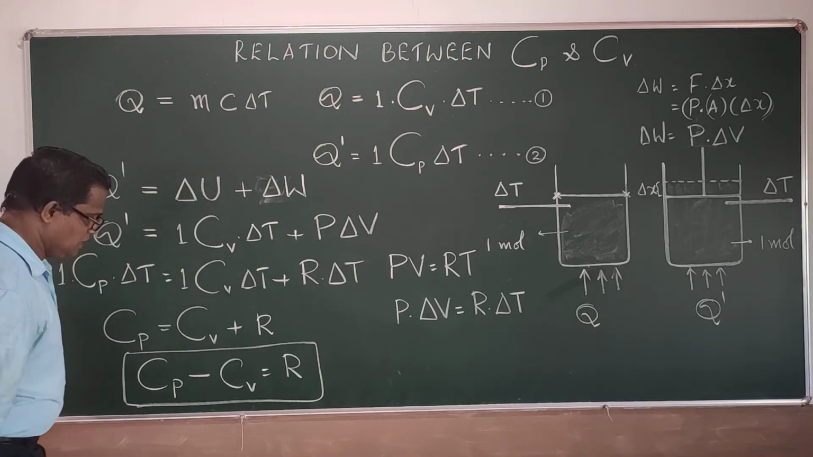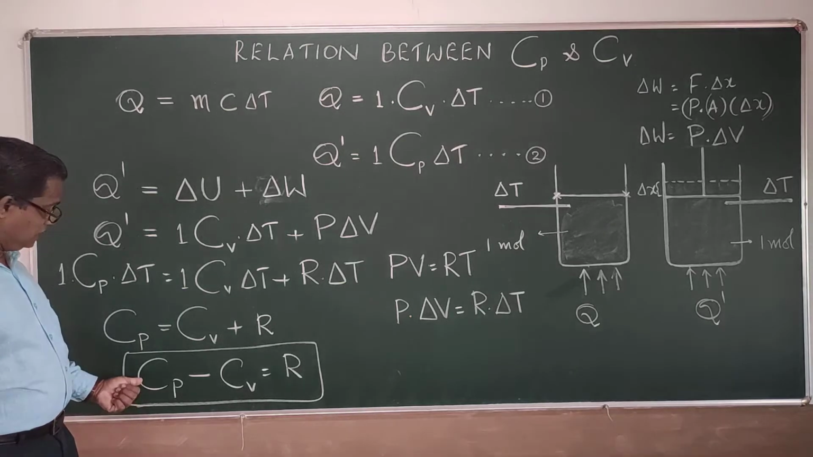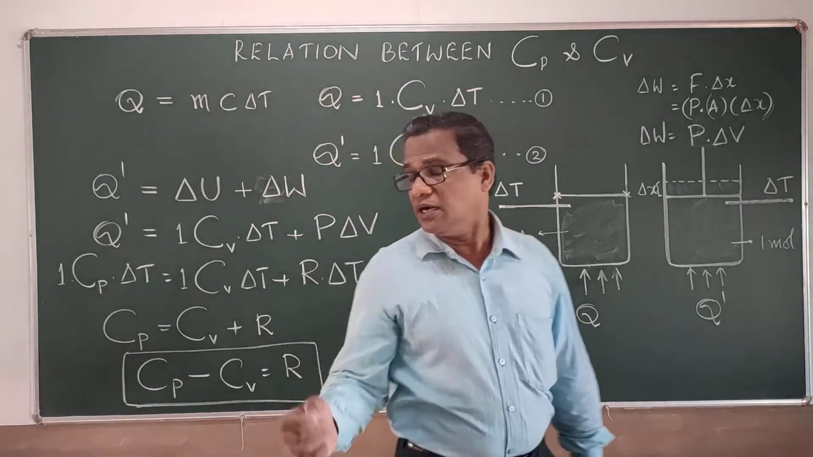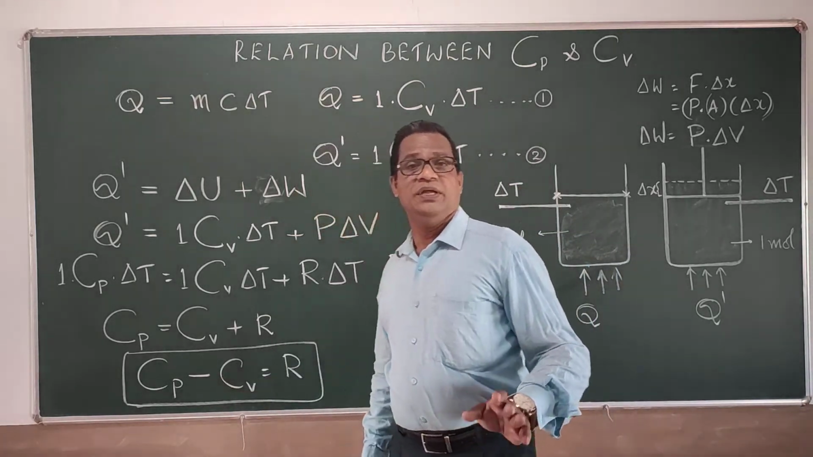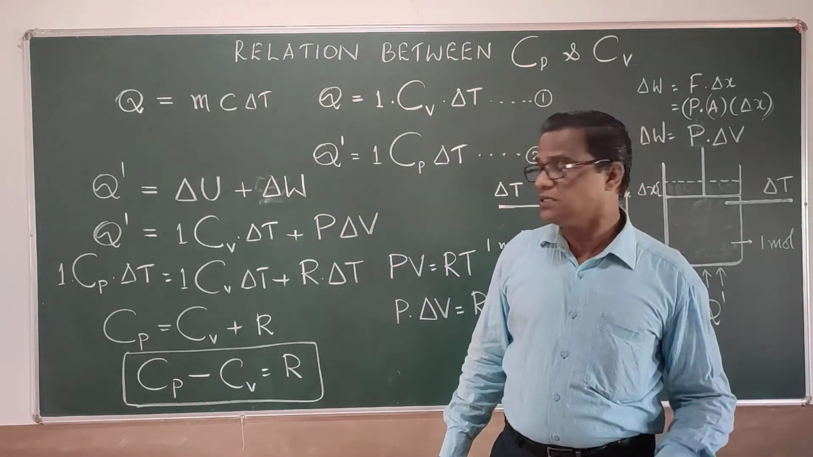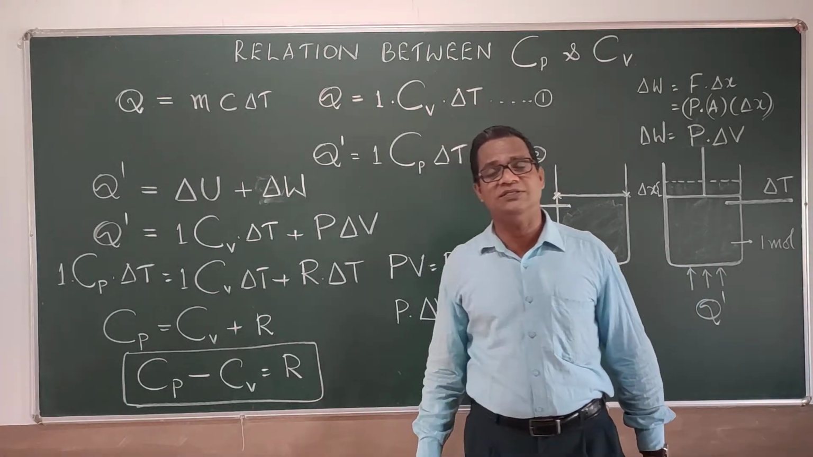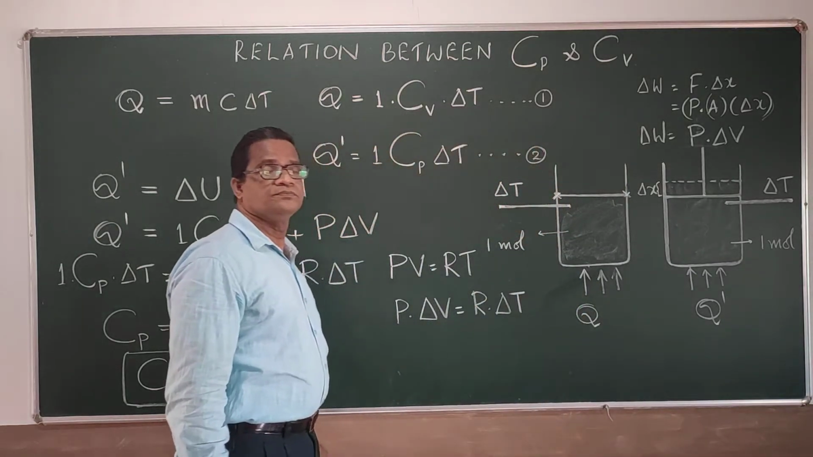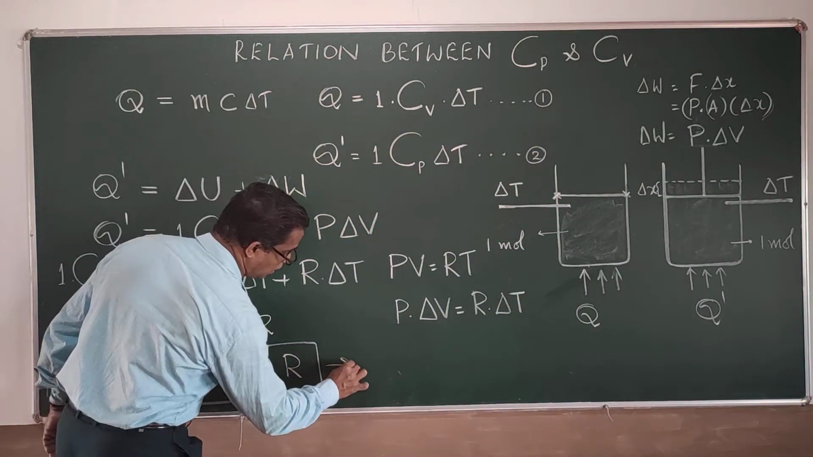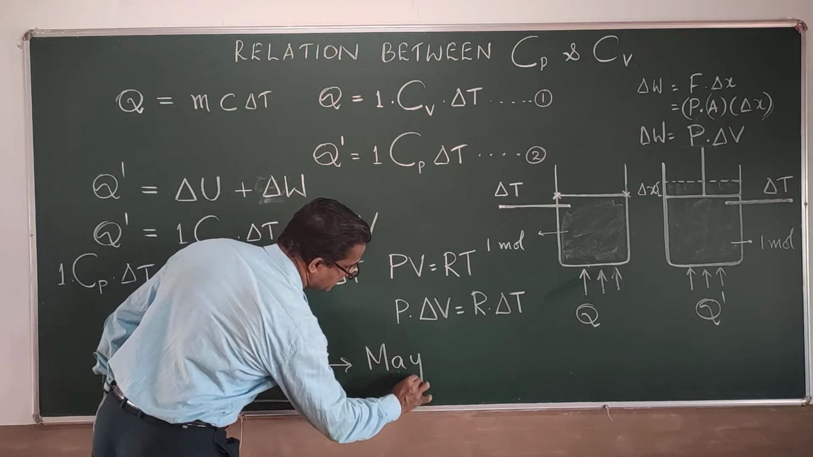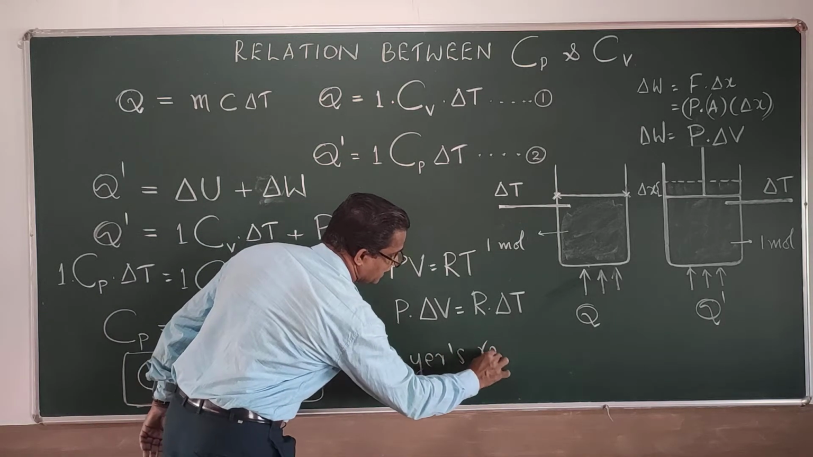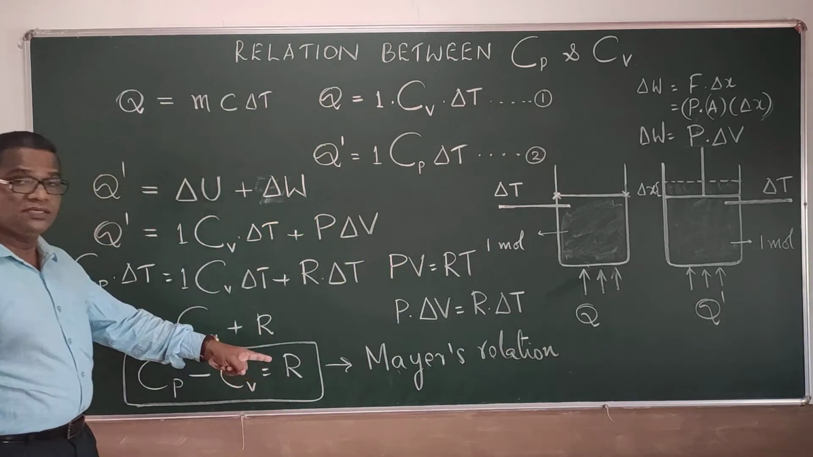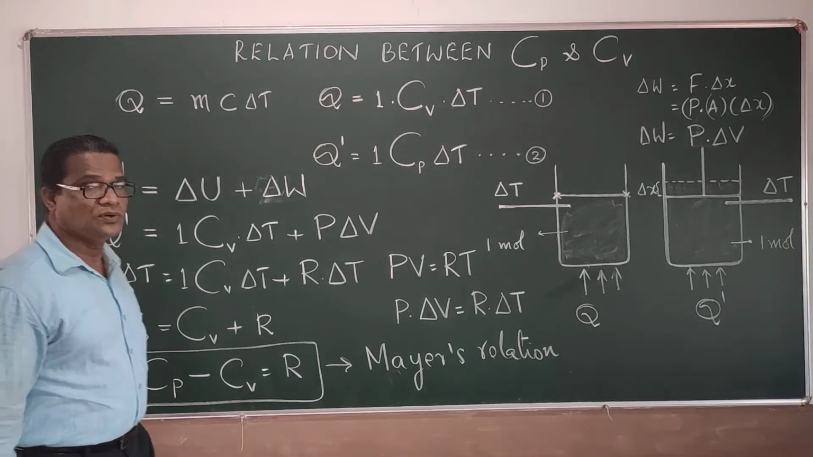Now this is the relation between the molar specific heats of a gas, which tells you that the difference between the molar specific heats of the gas is equal to the gas constant. And this particular relation is called Mayer's relation. This is called Mayer's relation. Okay?